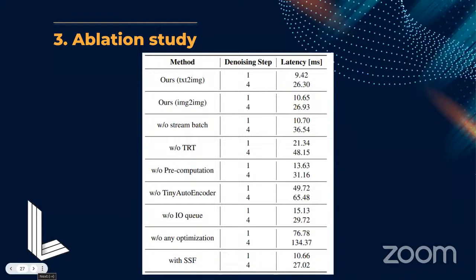If we remove the stream batch processing, TensorRT, pre-computation, and input-output queue, it leads to increased time cost, emphasizing their importance in optimizing parallelization and processing. And as you can see, StreamDiffusion outperforms the Auto1111 pipeline for image-to-image, especially without any optimization. Further, the SSF and self-negative RCFG perform lightweight operations, so they do not have much effect on the inference time, which highlights the efficiency of the proposed pipeline. Next comes the qualitative results.